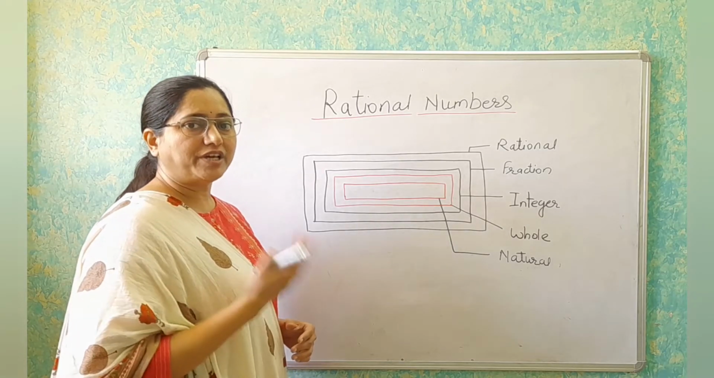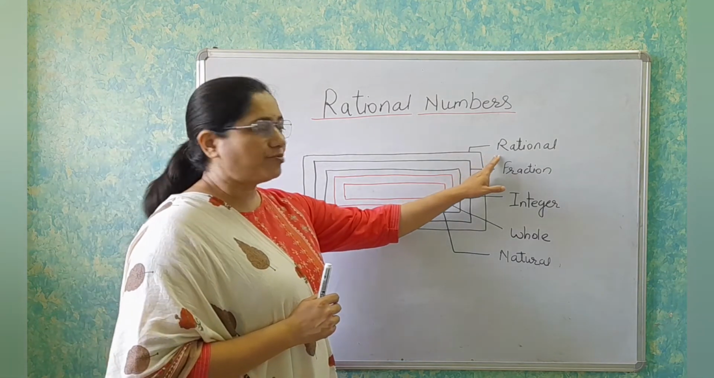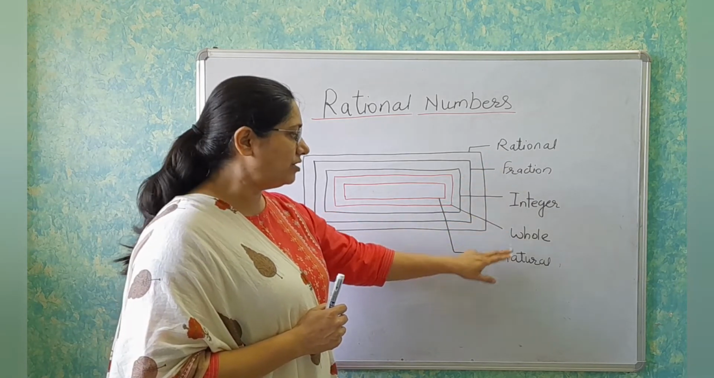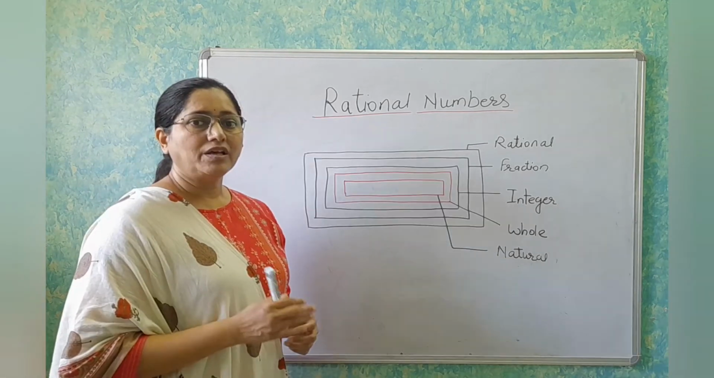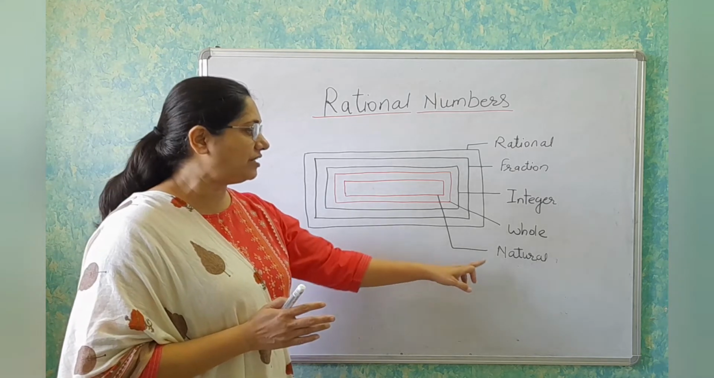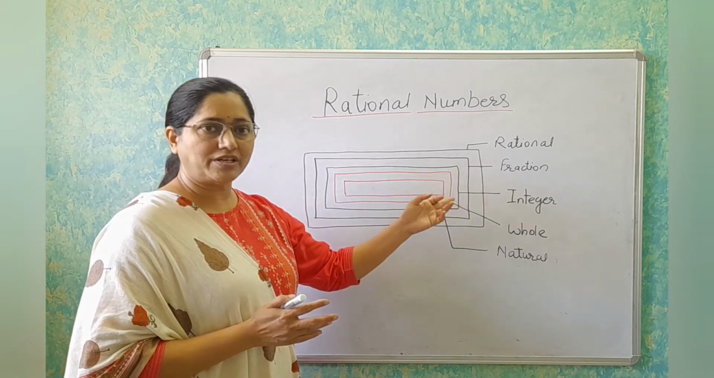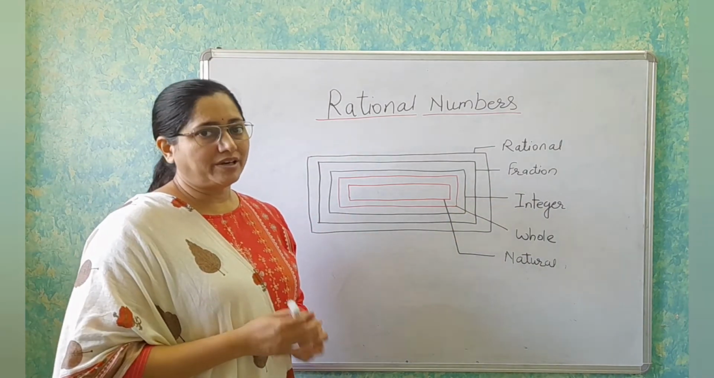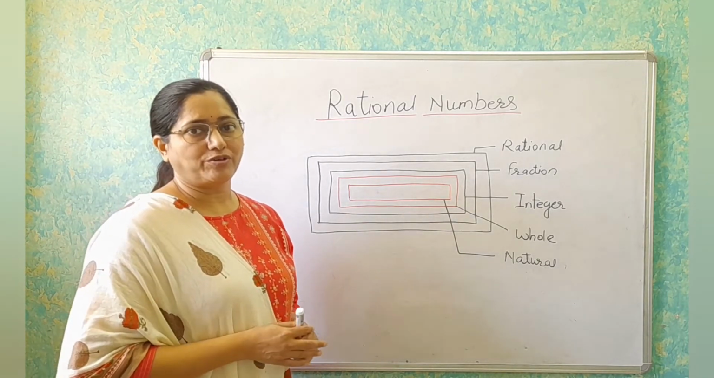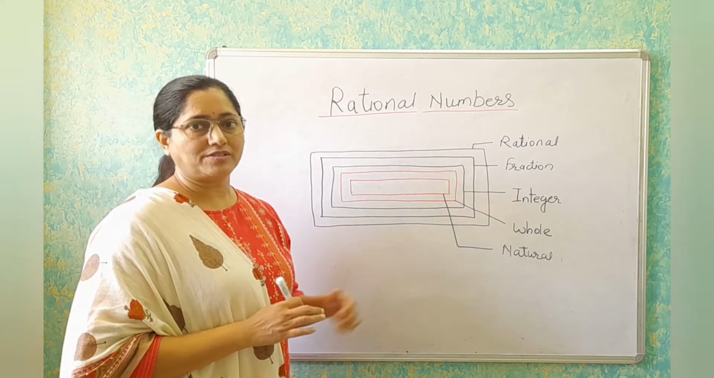We can represent various types of numbers in a nest of boxes. The outermost box is rational number, because it includes fraction number, integer, whole numbers and natural numbers. In exam also you have to answer various objective questions in which you have to answer whether a natural number is a rational number or an integer is a rational number or a whole number is a rational number. And at that time I have seen that students get confused. So this nest of boxes will be very helpful for you. You can pause the video for some time and draw this nest of boxes.